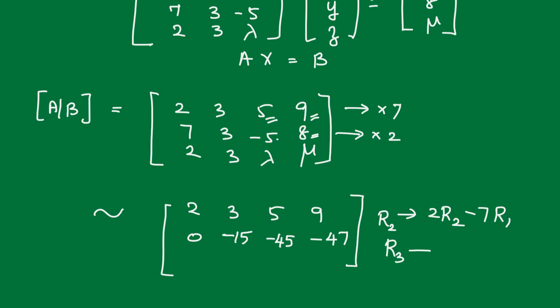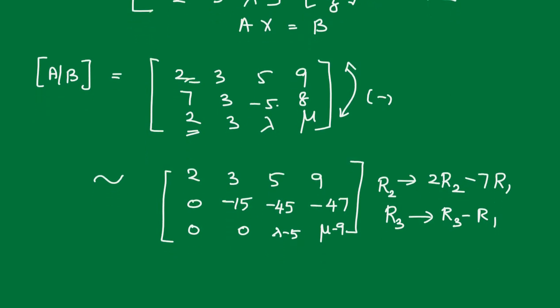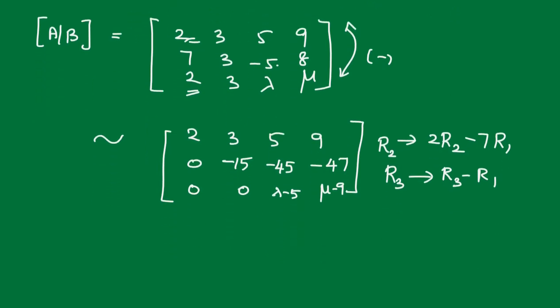Similarly, we make the transformation with R3. We need not multiply since the first element is 1 here. We just subtract R1 from R3. So R3 minus R1 gives us 0 here, 3 minus 3 gives us 0. Now this element will be lambda minus 5 and the next element will be mu minus 9. Now the equivalent matrix is in echelon form.